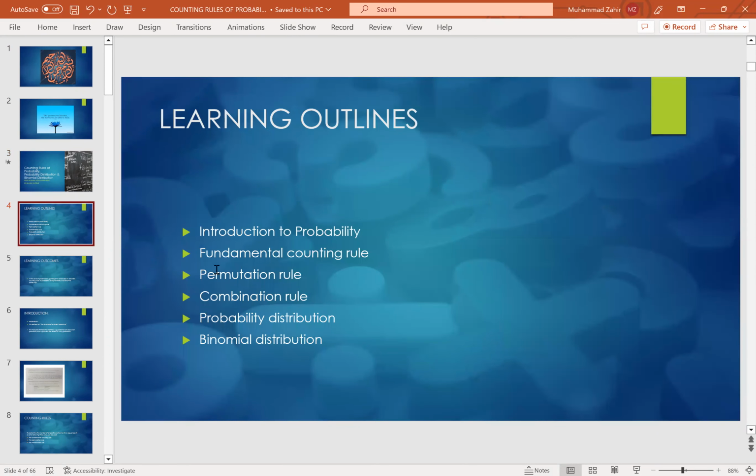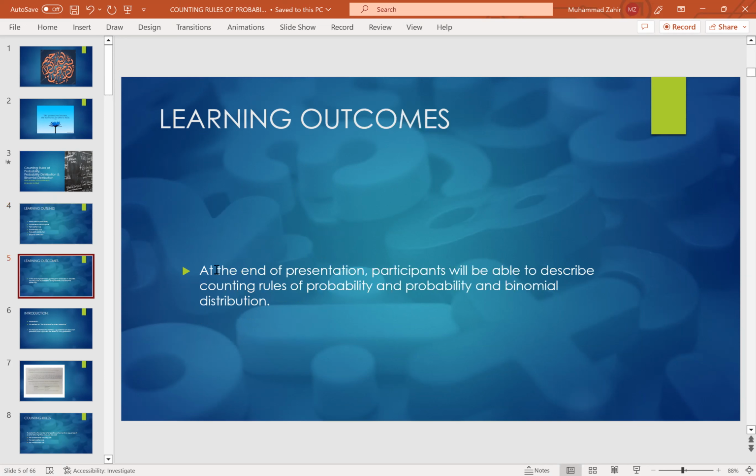Today my topic of presentation is counting rules of probability for probability distribution and binomial distribution. Learning outcomes include the introduction to probability, fundamental counting rule, permutation rule, combination rule, probability distribution, and binomial distribution. At the end of this presentation, participants will be able to describe counting rules of probability and binomial distribution.